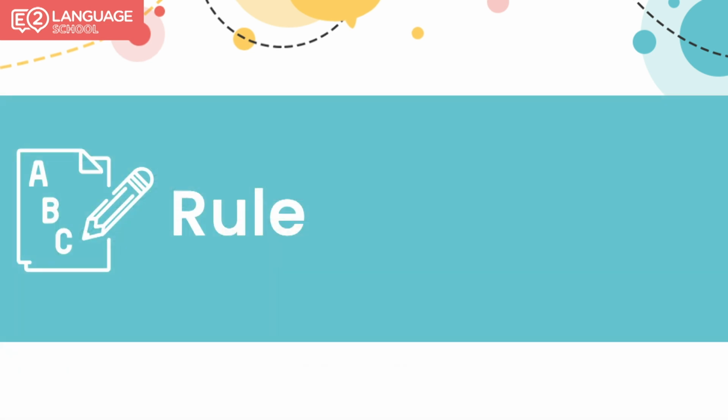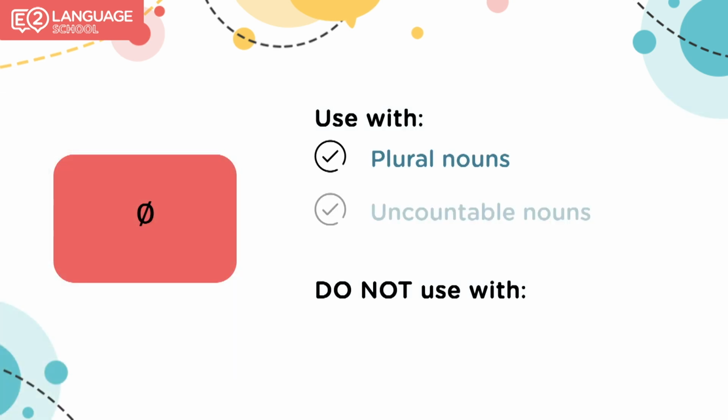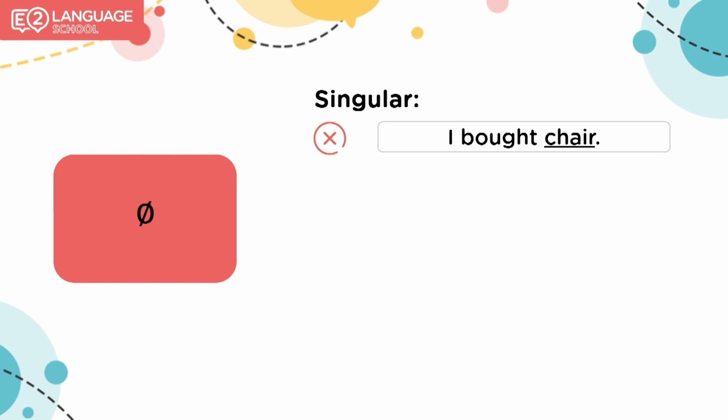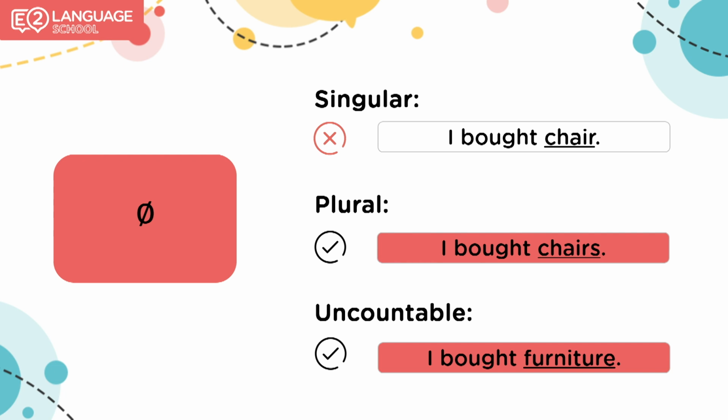Okay, so now let's take a look at the rule. We use the zero article with plural nouns and uncountable nouns. However, we must not use it with singular nouns. So with singular nouns, you cannot use no article. You must use a or the. For example, I bought chair is wrong. We would need to say I bought a chair or I bought the chair. However, it's absolutely correct to say I bought chairs, so the plural form, or the uncountable, I bought furniture.